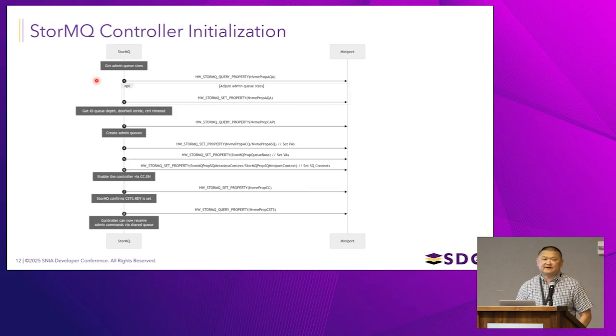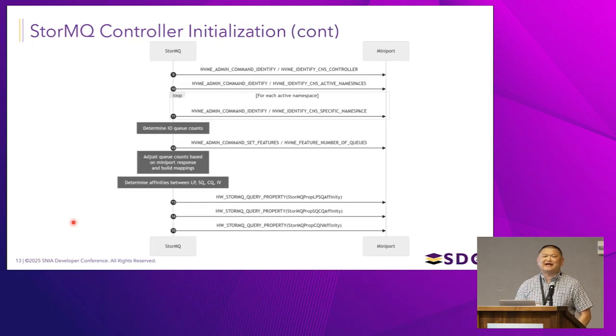Then we will go through and start to initialize the controller by setting CC.EN through a set property call, and then wait for the ready bit to be set in CSTS. After the admin queue has been created and we know the controller has been started, we'll start to issue a bunch of admin commands to set up the controller.